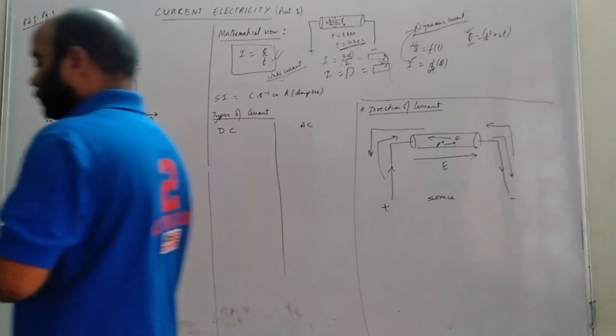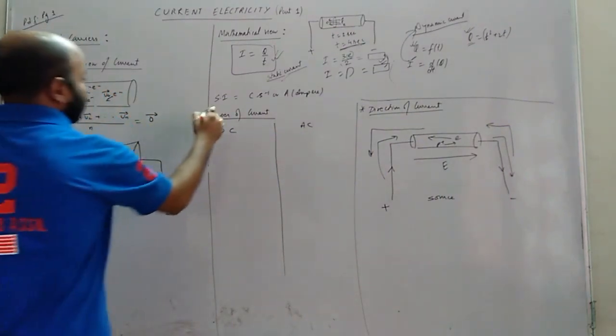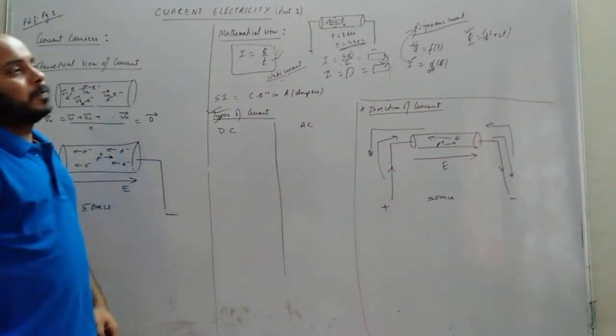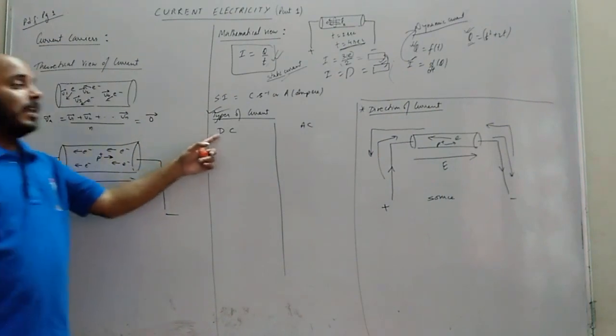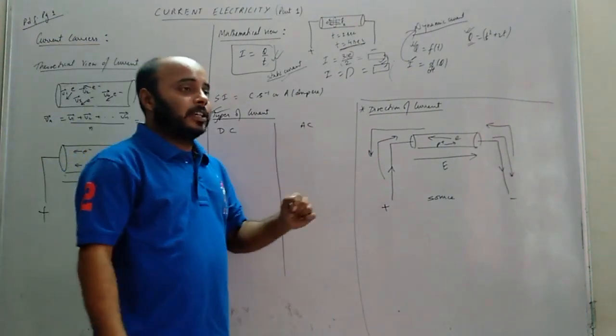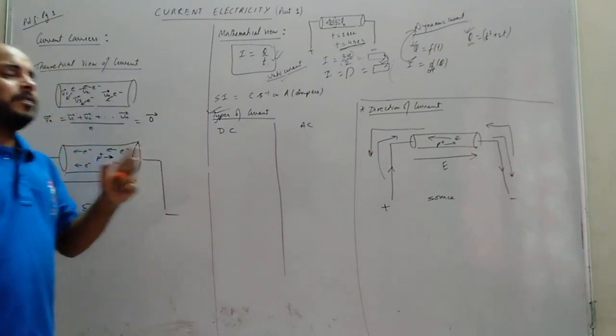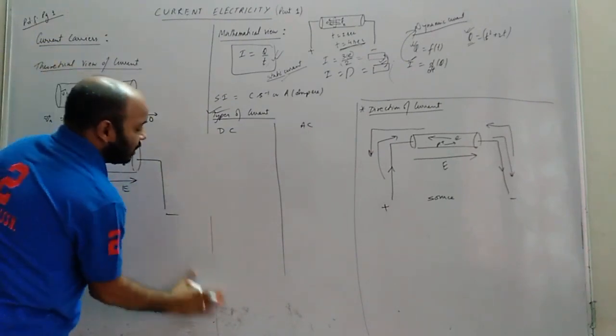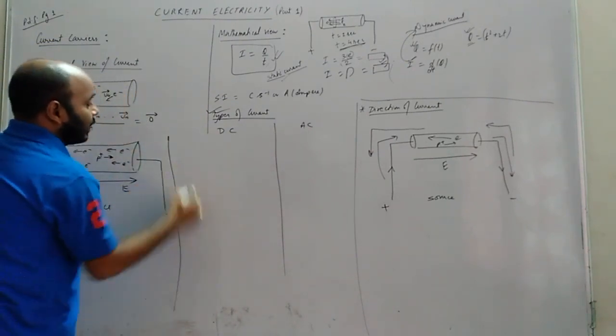Now, types of current. The current are basically two different types. One is called DC, direct current, and this is called AC, alternating current. You have to remember the main difference between these two. What is DC and what is AC? Direct current and alternating current.